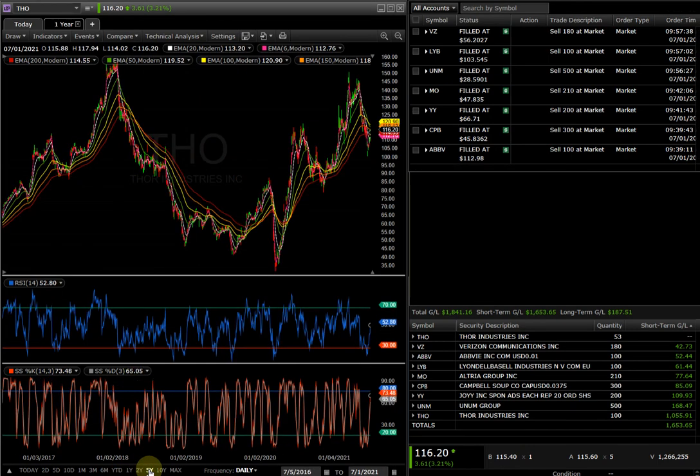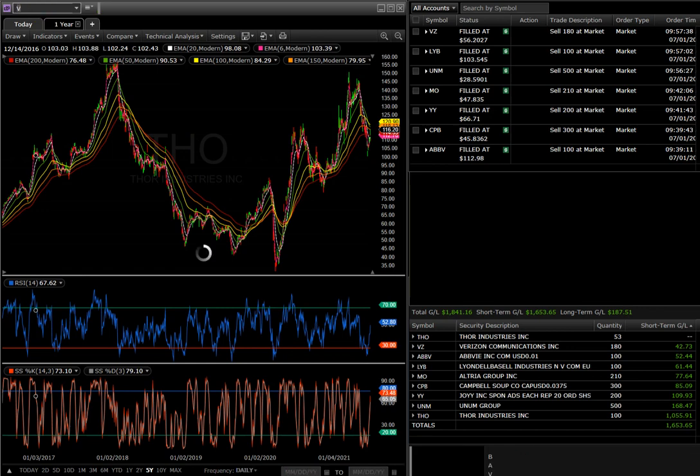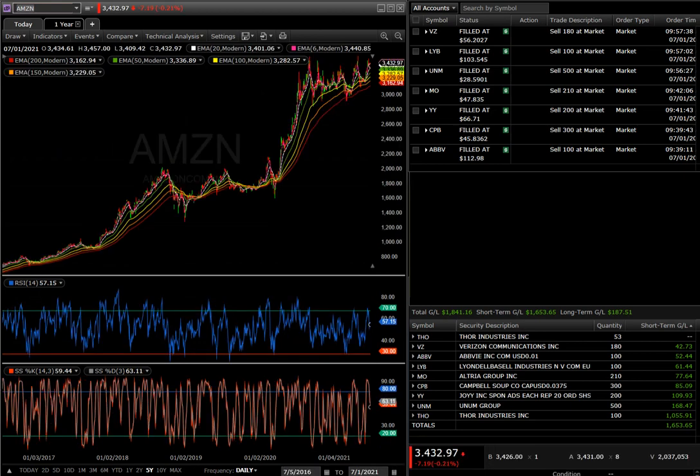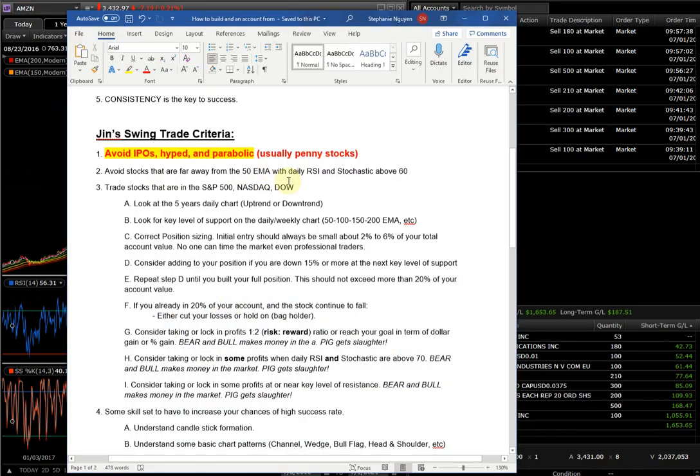Is it an uptrend, a downtrend, or sideways? That question you have to know yourself. I prefer going up, not down. A famous one I like to use is Visa. Look at the 5 years, it's a solid uptrend. Another famous one is Amazon. It's all going up. I prefer up because I'm going up, right?